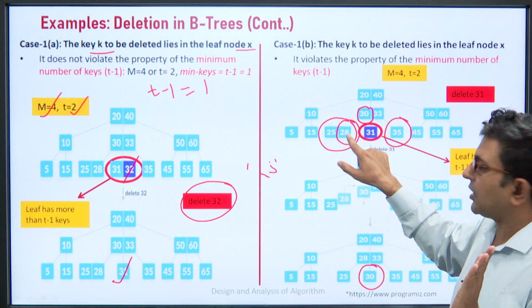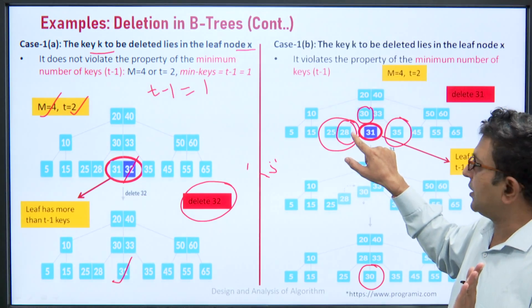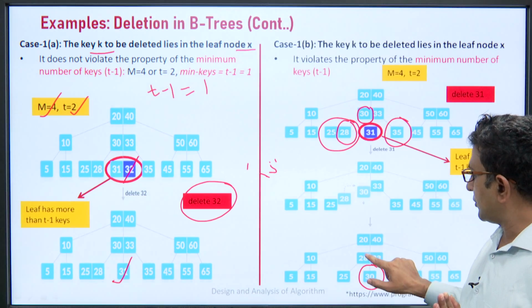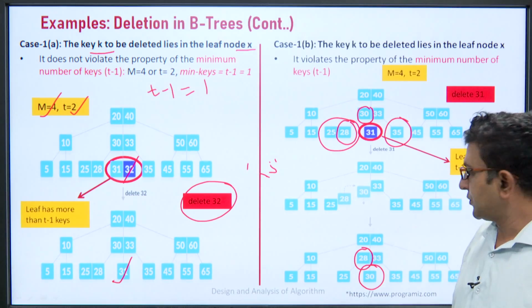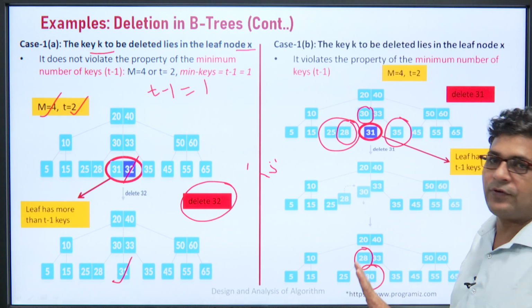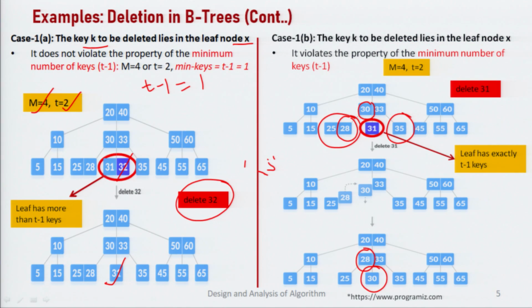Now, just see, the largest element of the left subtree has reached the parent node. This 28 has reached the parent node. Now, just see all the nodes are following the B tree property. So, this is the result of case first B.